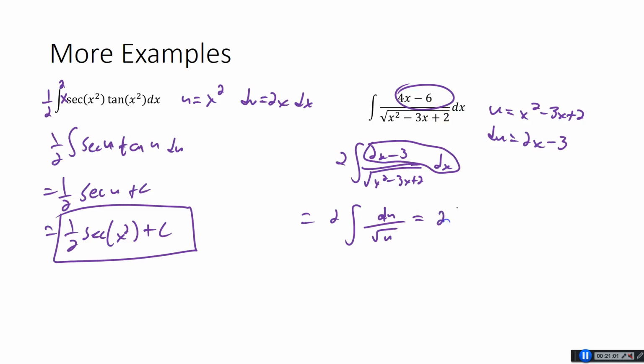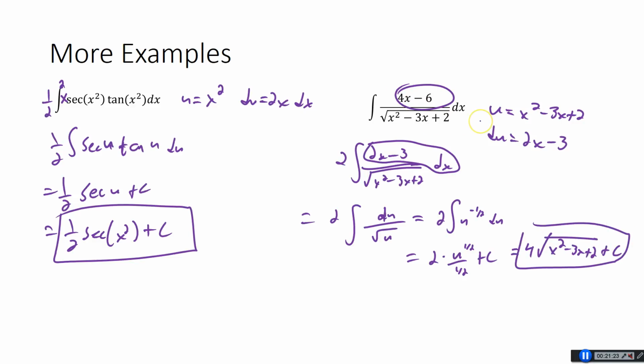So let's see, this is 2 integral u to the negative 1/2 du, which is 2 times, add 1 to this, is u to the 1/2 divided by 1/2 plus c. Multiply by the reciprocal here, we have 4 square root of u, which is x squared minus 3x plus 2 plus c. Take the derivative of that and double check that it equals your integrand, but that should work out just great.